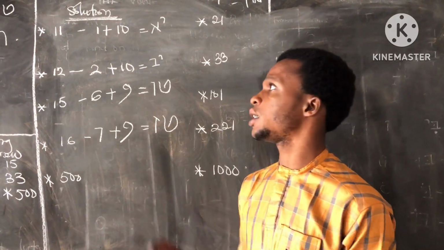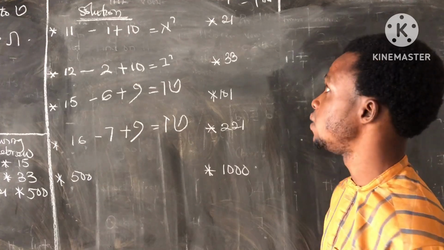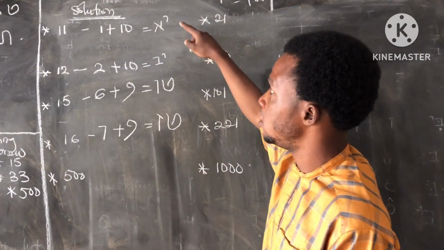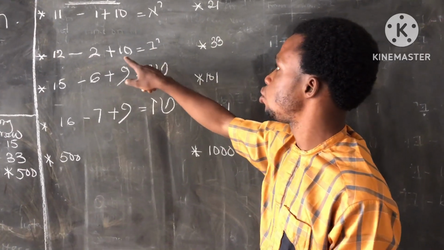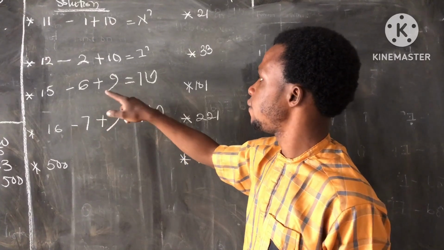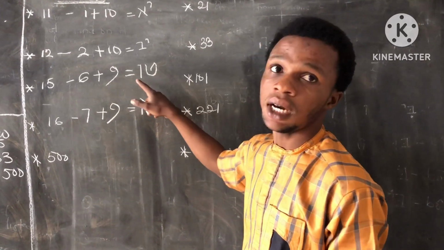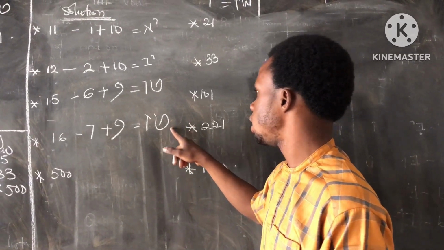So we are still talking about compound numbers. In the previous lesson, we talked about 11, which is Yud and Aleph. We have 12 represented by Yud and Beth. We have 15 represented by Tet and Vav. We also have 16 represented by Tet and Zayin.